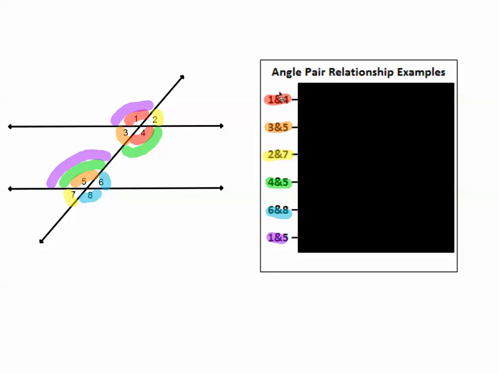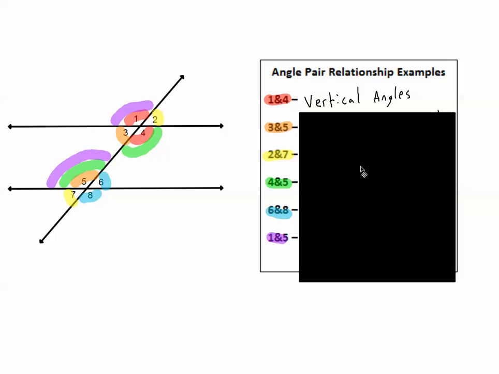Angles 1 and 4, that's in red right here. Notice they are directly across from each other. They only use one intersection. It doesn't use both lines. That will usually clue you in whenever it's just one of these, that it's either going to be vertical or a linear pair because they're directly across from each other. Angles 1 and 4 are vertical angles.